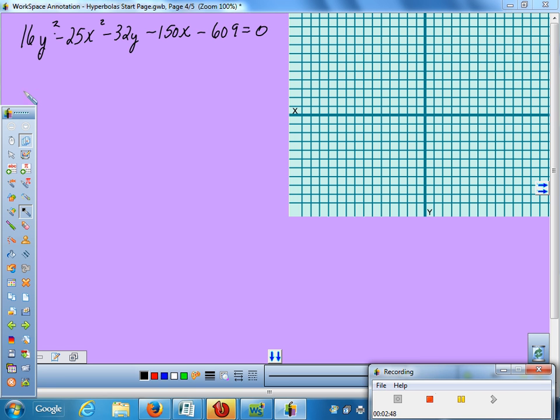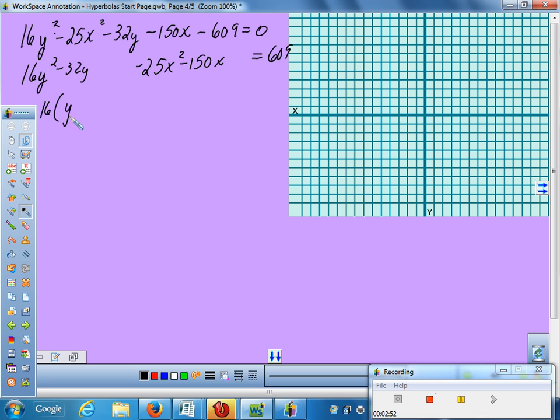So what's the first thing you have to do? Get the y's together. Leave a gap. X's together. Leave a gap. What do you want to do with the 609? It's moving to the other side. All right. Now, can I divide everything by 16 and get rid of that 16 out front? No, because over here on the x squared, I don't want to divide by 16. That won't work. So we're going to pull it out front just like we did yesterday, which is y squared minus 2y.